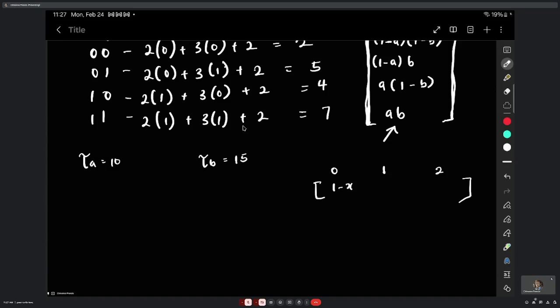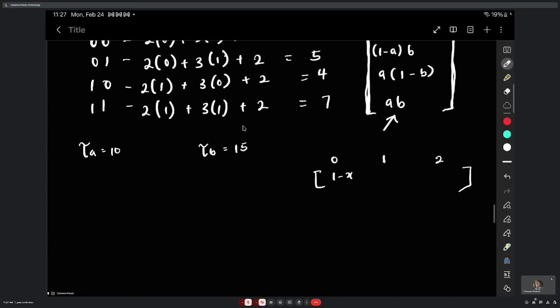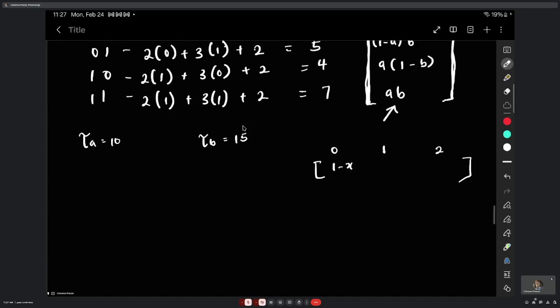If you have the evaluations of a univariate polynomial and you want to get back the coefficients, how do you do it? It's Lagrange. You have the evaluations of a polynomial and you want to get back the coefficients. It's Lagrange. And what is Lagrange?